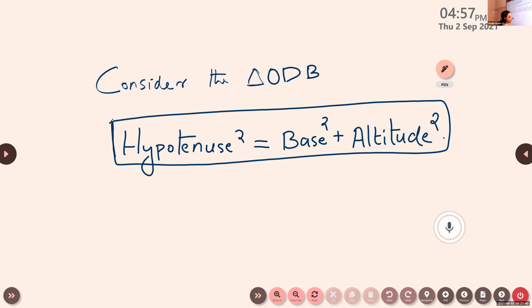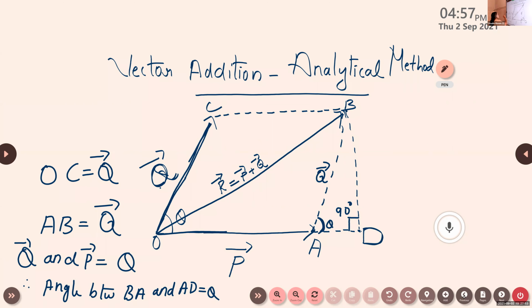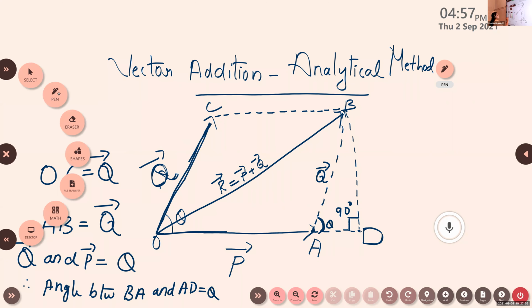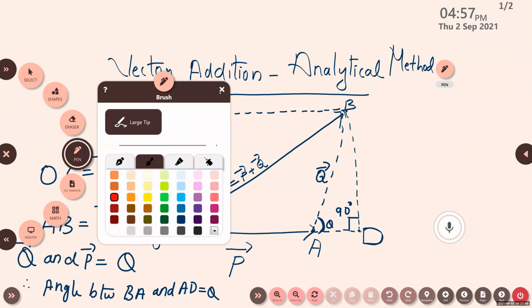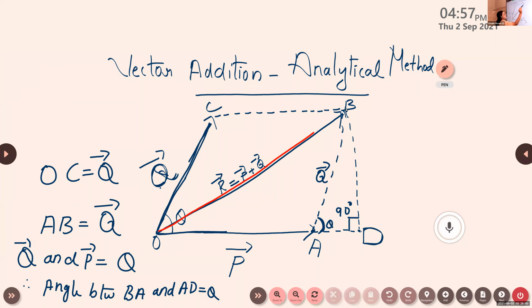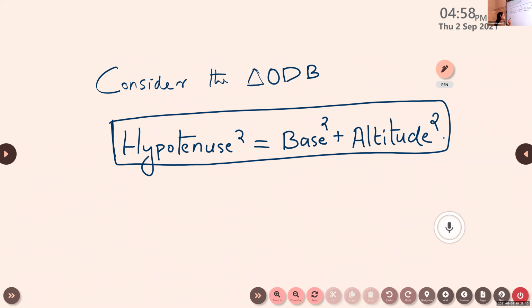So from this triangle ODB, what is our hypotenuse? OB. Yes. So this is our right-angled triangle OBD, or ODB. From this right-angled triangle, we know that OB is the hypotenuse. So mark it here. That is OB square equal to, what about the base?